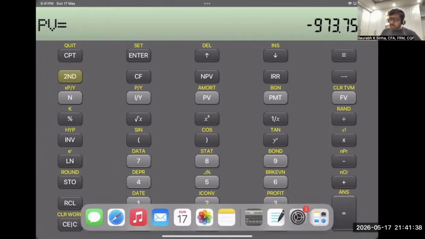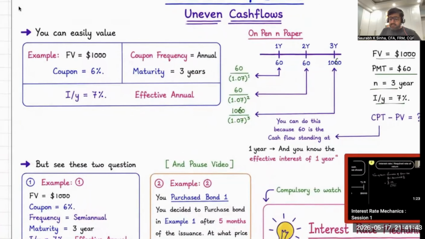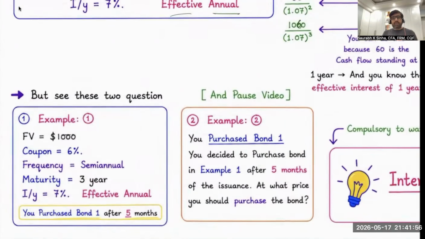So simple. But the problem is when the effective interest rate is annual and the coupon frequency is not annual, or if the effective interest rate given is semi-annual and the coupon frequency is not semi-annual. So I'm giving you two examples. Try to solve these at your own level first, and then you will understand the complexity. I would recommend you pause the video and solve these two questions.